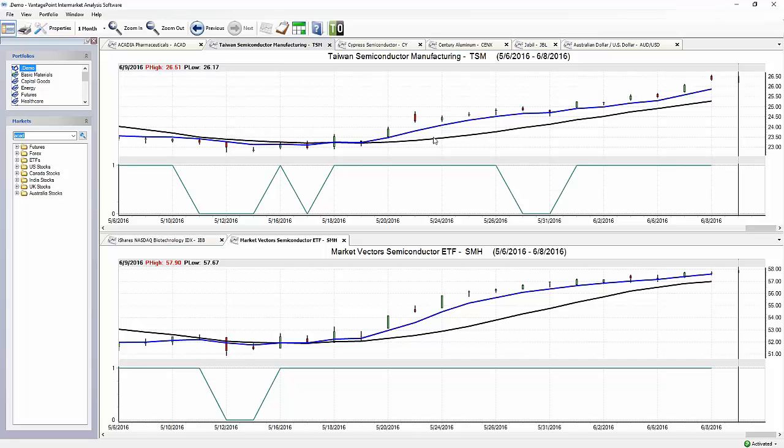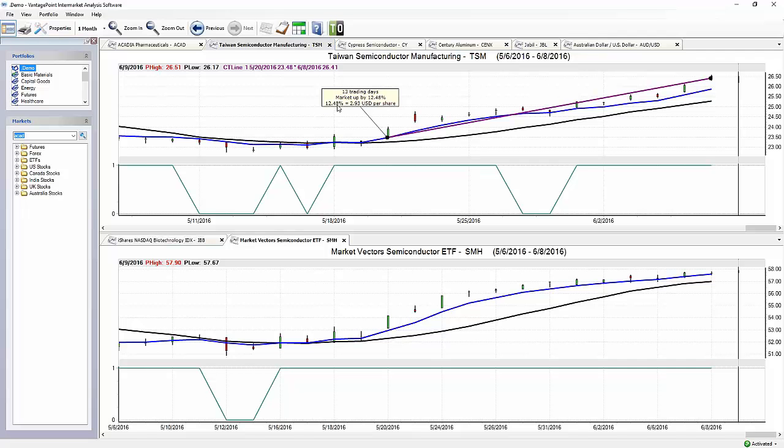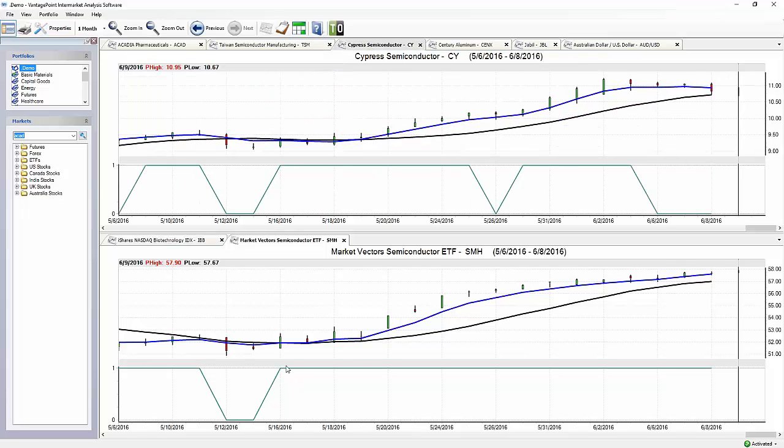Cypress Semiconductor here. Actually, let me see how big this move is so far. We've got all these markets still trading up today, but 12.5%, so about $3 a share on a $23 stock in about 13 trading days. Cypress Semiconductor, same thing. Getting these crossovers over this time period saying, look at the semiconductors. Pay attention to the semiconductors.